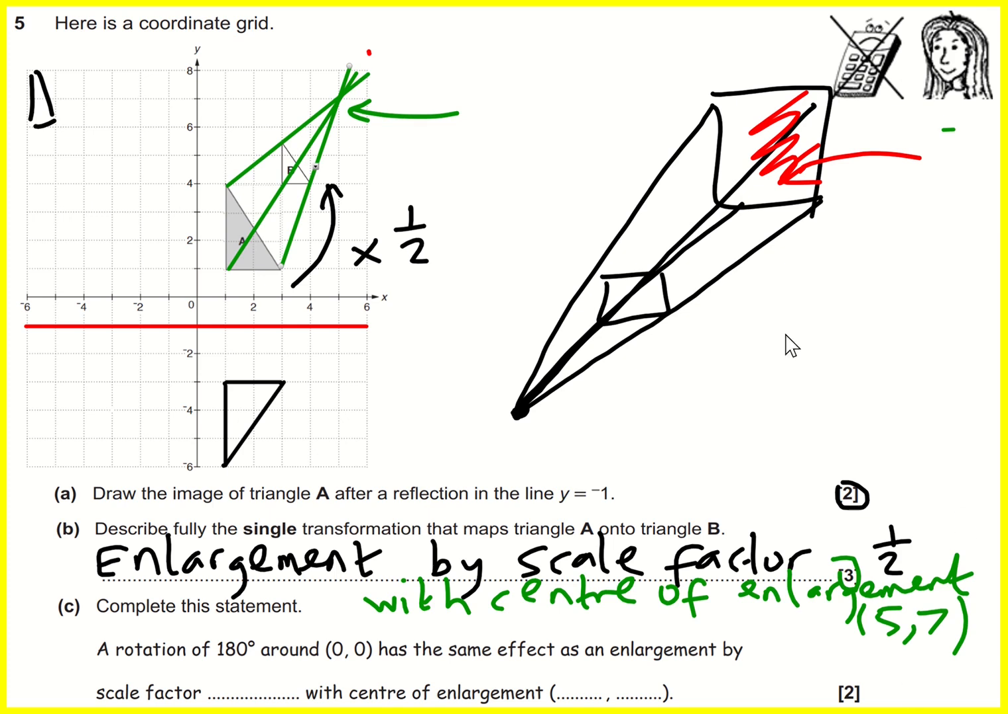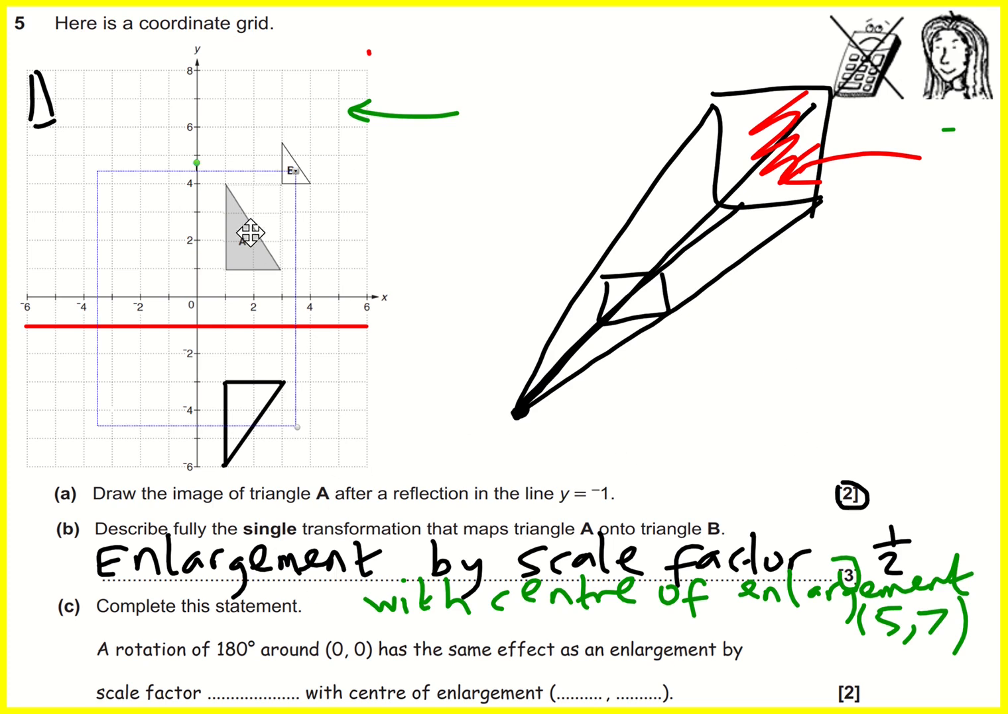Okay, yeah, that's quite a tough enlargements question, I think. It really tests whether you understand it well. You've got to be able to deal with the fact that it's a scale factor 1/2 that we have done. All right, last part of the question. A rotation of 180 degrees around 0, 0 has the same effect as an enlargement by scale factor something with centre of enlargement something. It doesn't say what shape to do it about, because it's true for any shape, but I think a good idea is to just try it out on a shape if you're not sure what's going on. So let's do it for A.